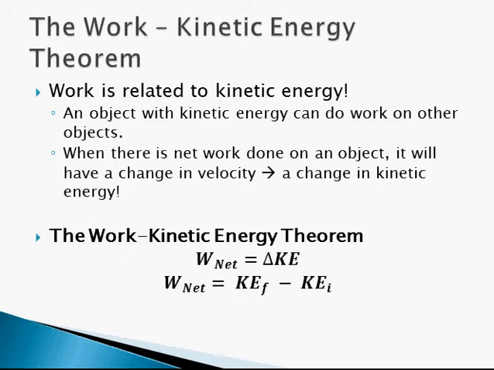So that can be, for instance, if you do net work on a box, if you push it and you're overcoming friction, and there's a net force causing an acceleration, you're going to change its kinetic energy. So we can relate work and kinetic energy in the following way. The net work done is equal to the change in kinetic energy. You can see that equation down there. That is an equation we're going to be using in class. You can write it as W net equals delta KE, or if you want to break it down a bit further, the net work is equal to the final kinetic energy minus the initial kinetic energy.